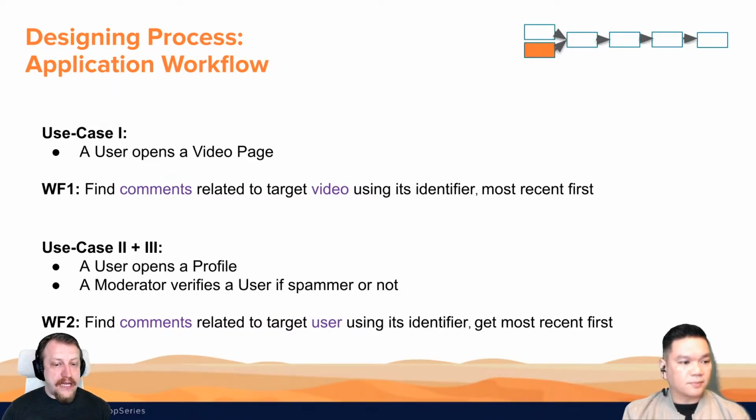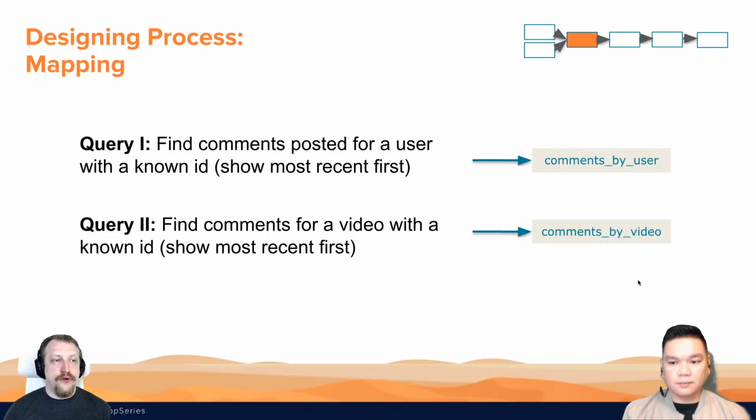So good. Based on the application workflow and conceptual data model, we map them together and we start to talk about the queries. And query is everything in Cassandra. You must understand your queries to define a good data model. Query number 1 then looks like: find comments posted by a user with a known ID. Show most recent first.